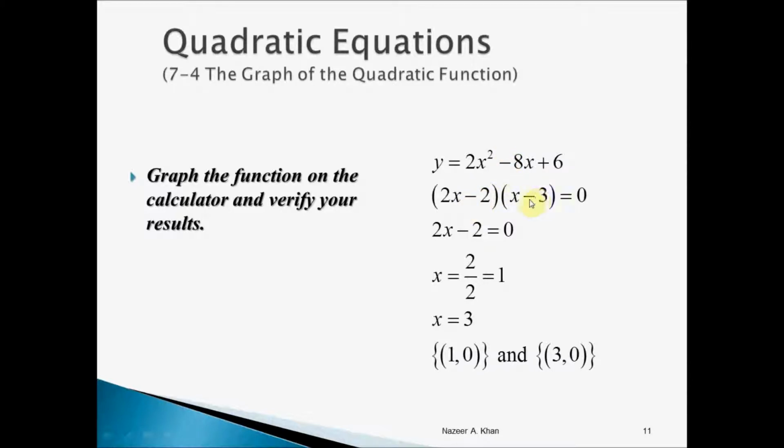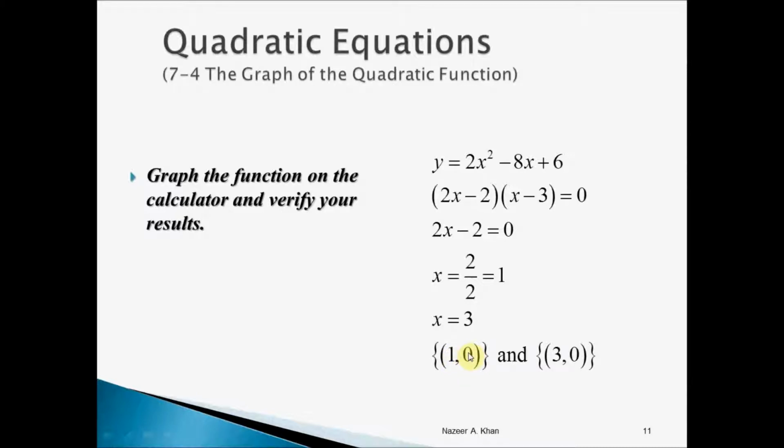Okay, let's go and set these to 0. If I were to set this factor to 0, I will end up with x is equal to 1. 2 over 2 will give you 1 right there. And if I set this one equal to 0, just take over the minus 3 becomes plus 3, and I could write them as their coordinate set 1 and 0.